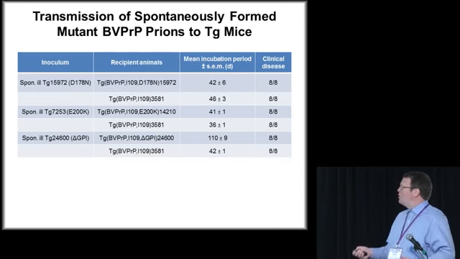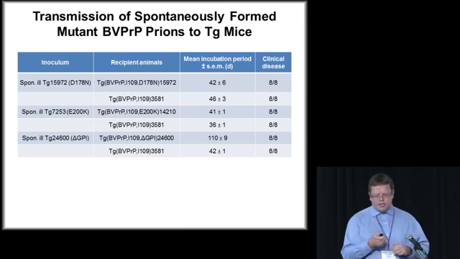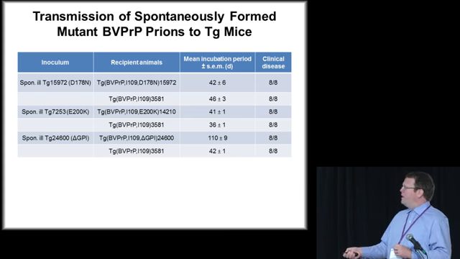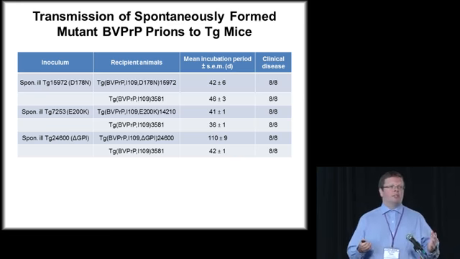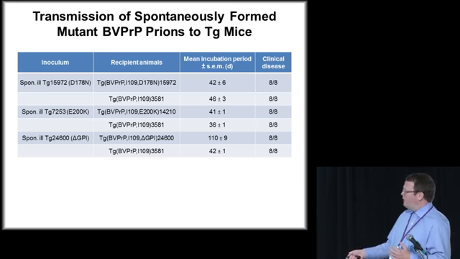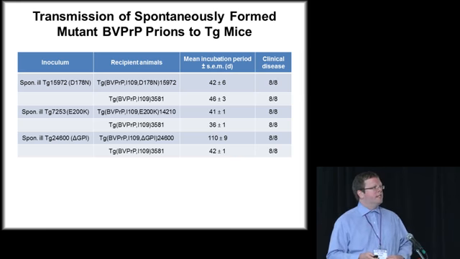The details here are not important, but the take-home message is that all of these diseases are infectious. Whether you infect them into young mice expressing the same mutation or into mice expressing the wild-type non-mutant Bankful PrP, you get disease transmission. And like we saw before, it's very, very rapid, typically 35 to 45 days. So we hope that going forward these mice are going to be very useful for studying these genetic human prion diseases.